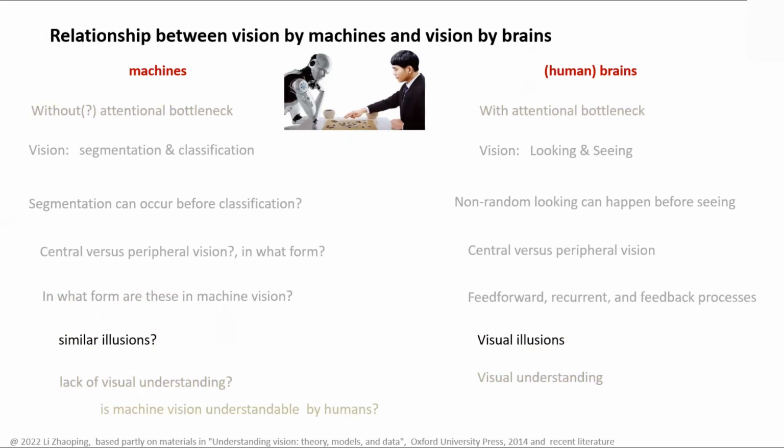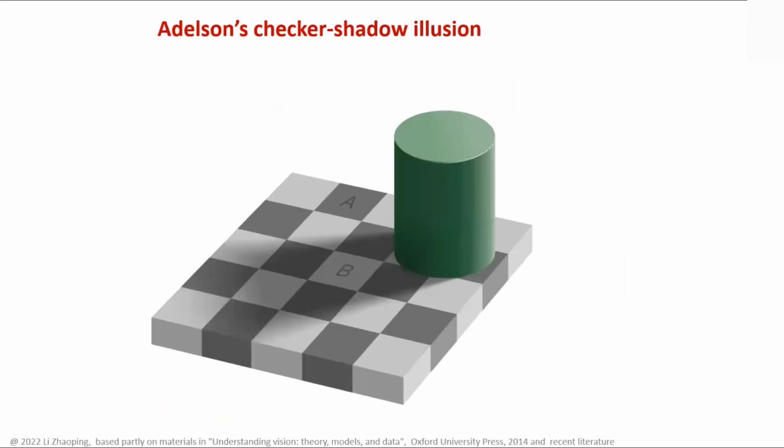Illusions. Yeah, we see these illusions. Are they similar in machine vision? Okay, this illusion maybe I'm not sure. I actually don't know what this illusion is. I was just thinking about the illusion of the adversarial images, right? Yeah, uh-huh.